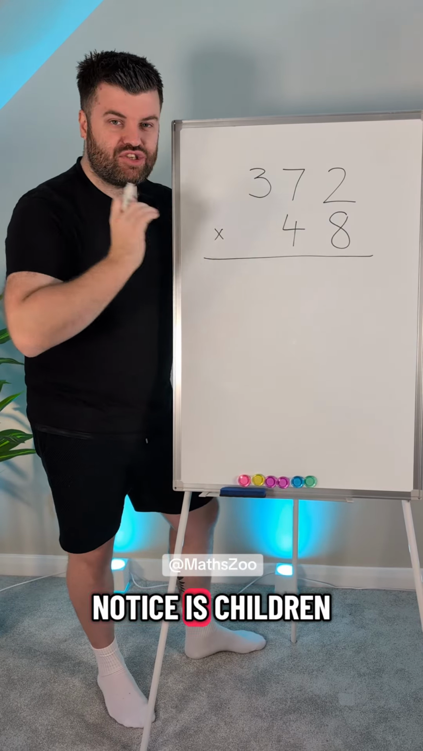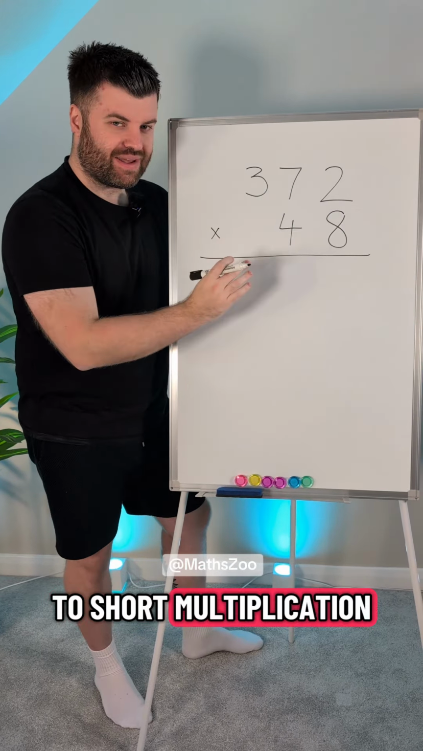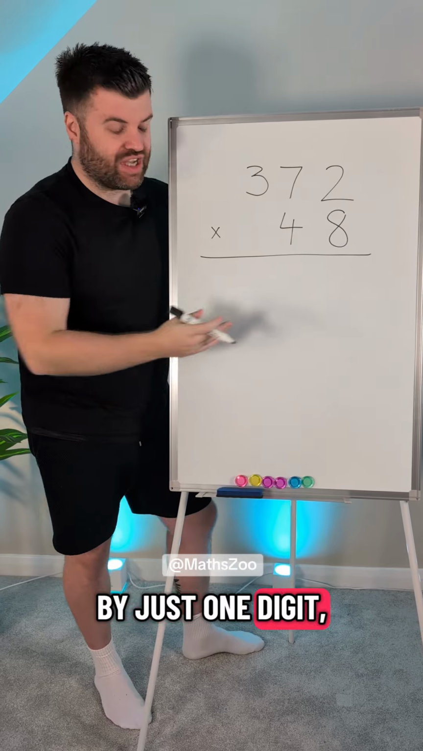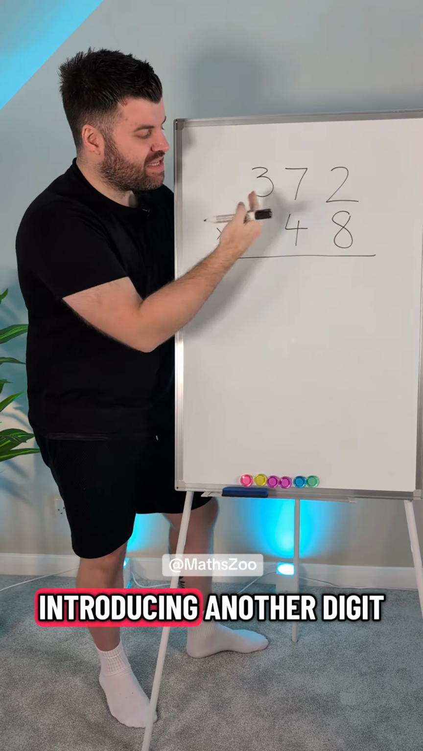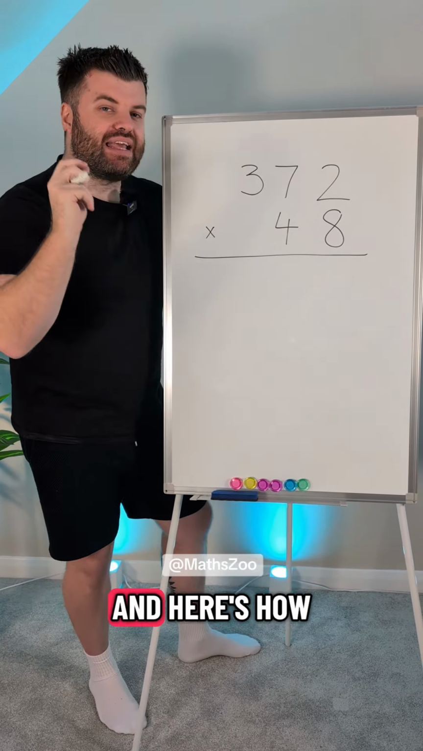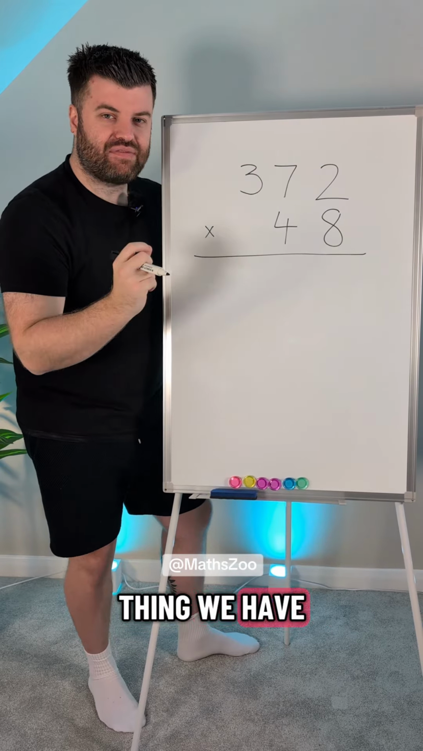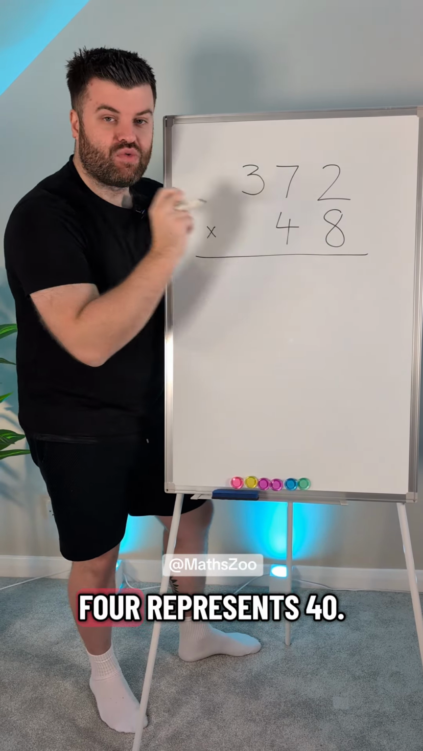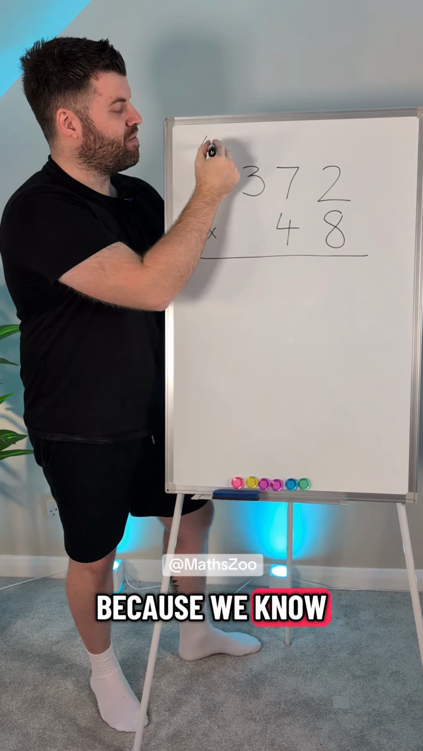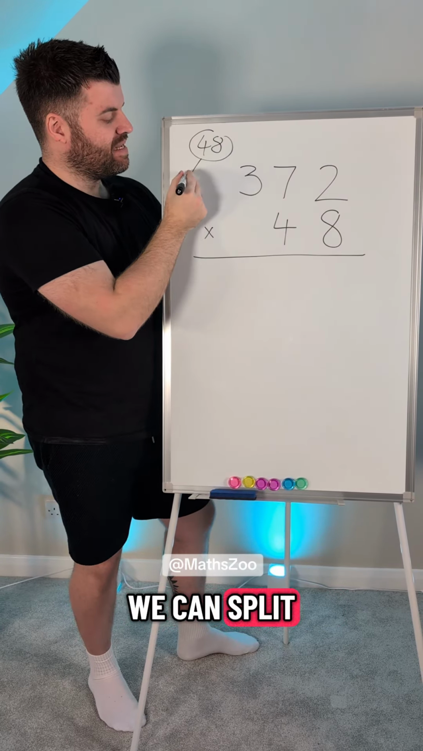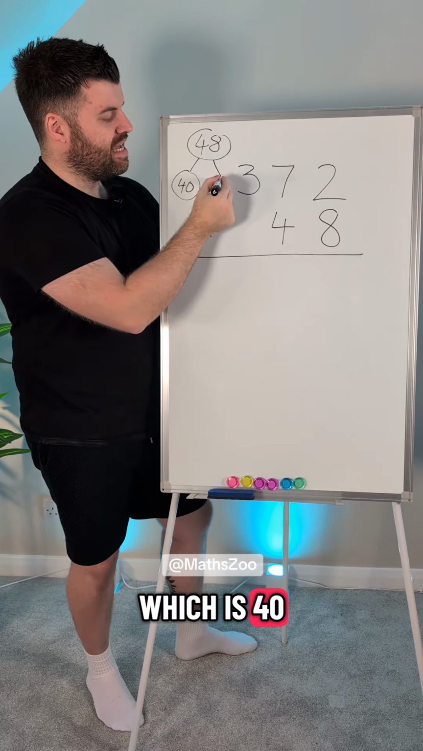First thing to notice is children will be used to short multiplication when they multiply by just one digit, in this case the 8. We're introducing another digit here in the tens column, and here's how it differs, because the first thing we have to do is explain how this 4 represents 40, because we know that if we take 48, we can split it into 4 tens, which is 40, and 8.